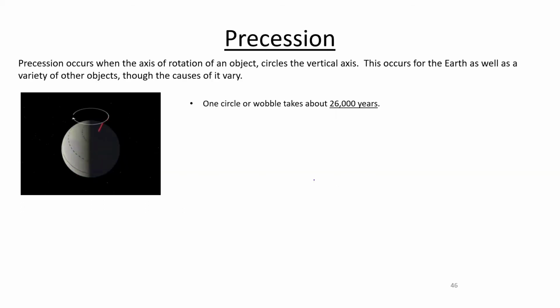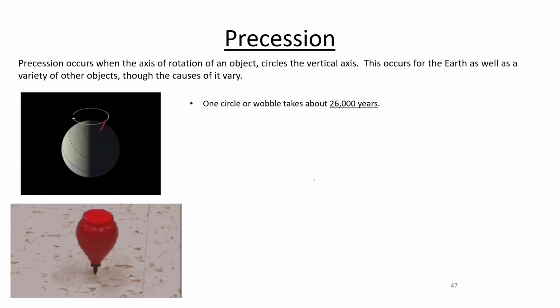And then lastly, precession, this idea that like a top, let me show you that, okay, sort of like a top, you have this wobble around the vertical axis. And one circle or wobble takes Earth about 26,000 years to complete. It's kind of a long time, a little shorter than the other two, but still an absolutely colossal amount of time compared to human history.